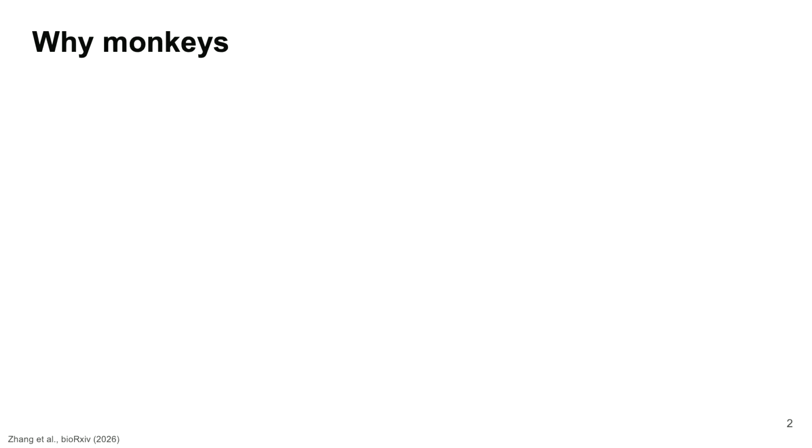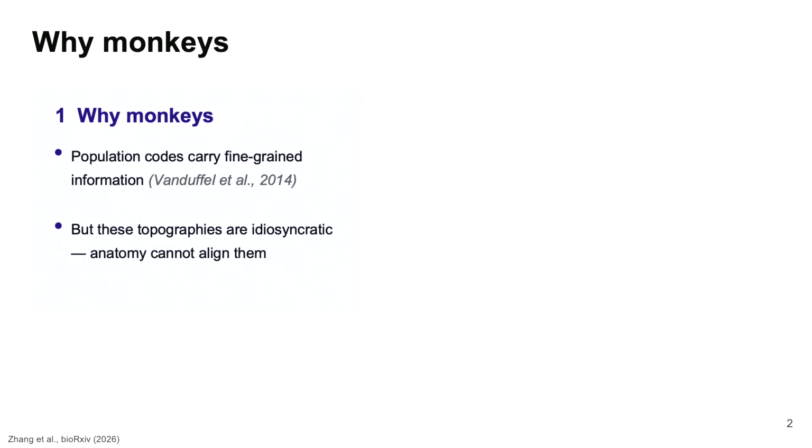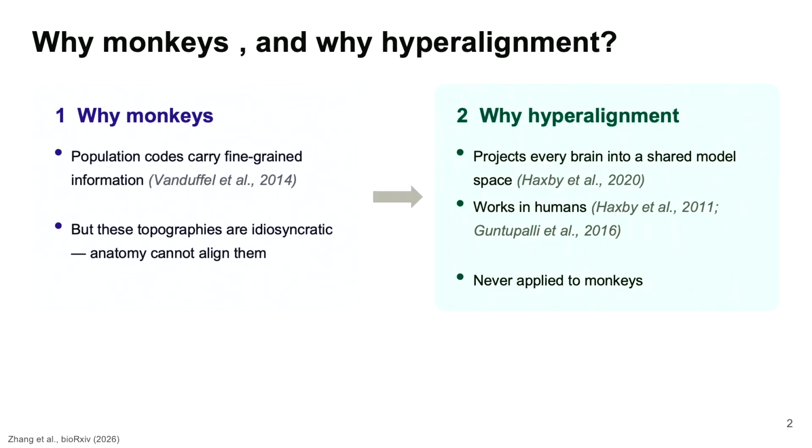So why do we study monkeys? We can do more tests in monkeys than in humans. And in macaques, we know that the information carried by patterns of population activity can be decoded within regions such as the face and body patches. We can line up the coarse structure across brains anatomically, but we cannot do that for fine-grained structure because every brain is different. That's exactly what hyperalignment was built to do.